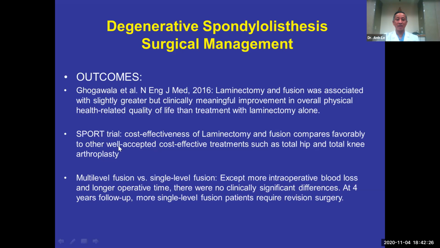In the SPORT trial, the cost effectiveness of laminectomy and fusion in patients with spondylolisthesis compares favorably to other well-accepted cost-effective treatments, such as total hip and total knee arthroplasties. Right? If you have multiple levels involved, then you should perform multi-level fusion instead of single-level fusion, because if you just do a single-level fusion, 4 years later, more revision surgery would be required.